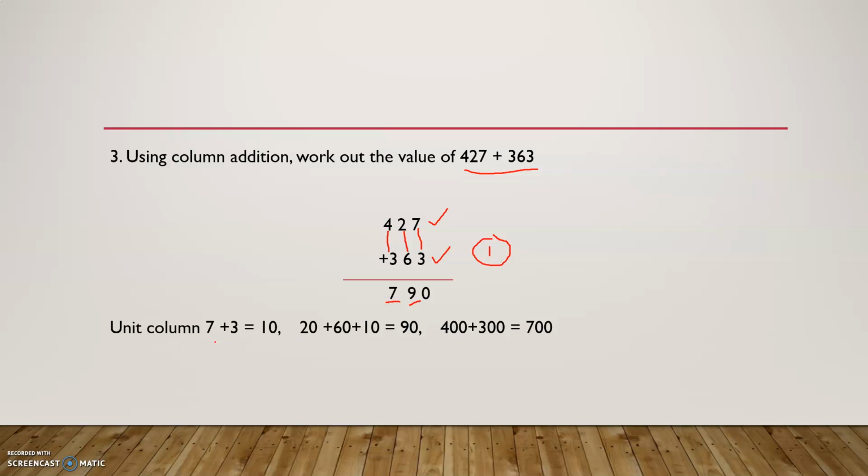We go unit column, 7 add 3, which is these two, which is 10. And then we go to this tens column, which is 20 add 60. And then we carry 10 from the right column, so that will be 90. And then we go to the hundreds column, which is 400, and add 300, so that will be 700.